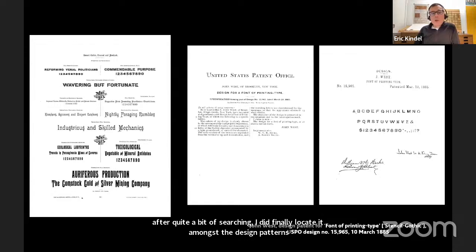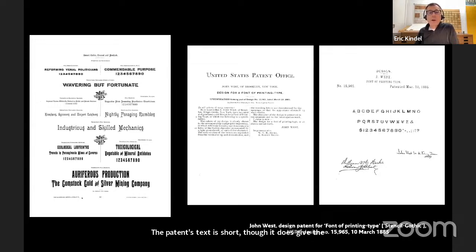The patent's text is short, though it does give the patentee's name, John West, who is the son of the better-known Scottish-American punch cutter James West. And it also confirms a date of 1885. West's stated design aim was to show the appearance of stencil work.